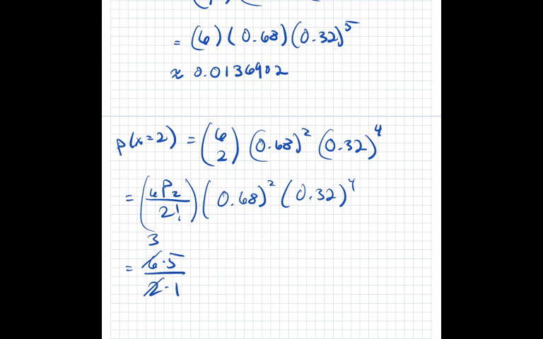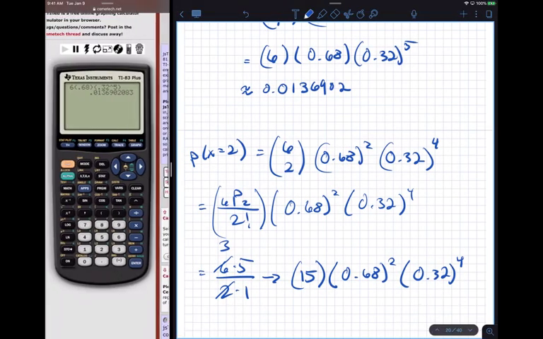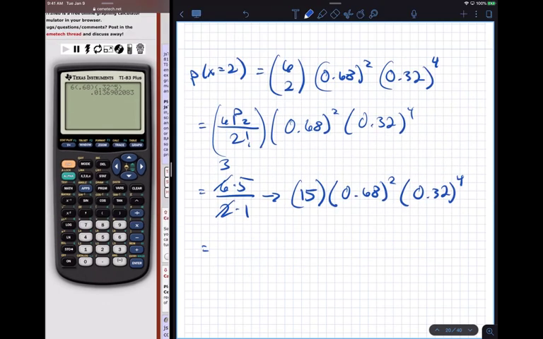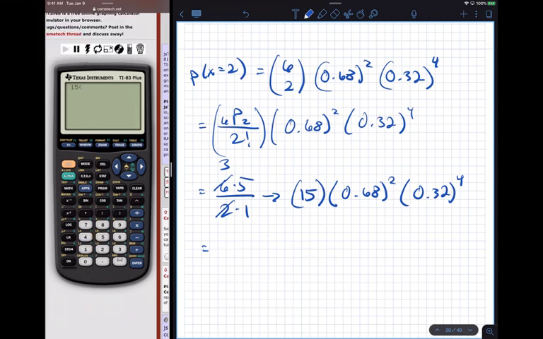So then ultimately that's going to be 15 times 0.68 squared times 0.32 to the power of 4. I'm just going to use the calculator instead of showing it. Well, it doesn't matter. Let's be consistent. So then this is going to be 15 times 0.68 squared, 0.32 to the power of 4.